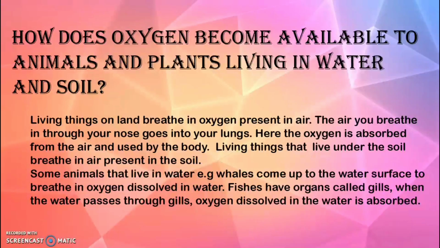Some animals that live in water, for example whales, come up to the water surface to breathe in air. Fishes have organs called gills. When the water passes through gills, oxygen dissolved in the water is absorbed. So this is how oxygen becomes available to the animals and plants living in water and soil.